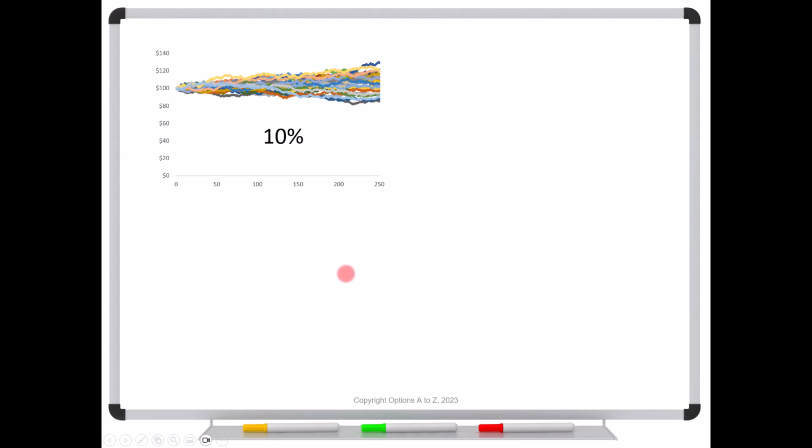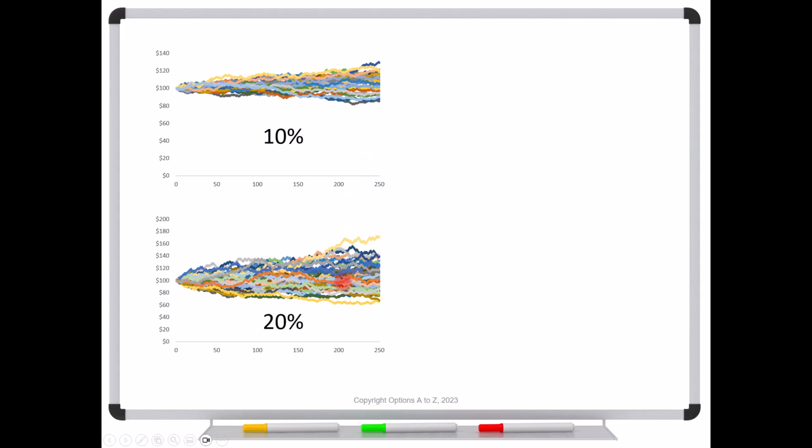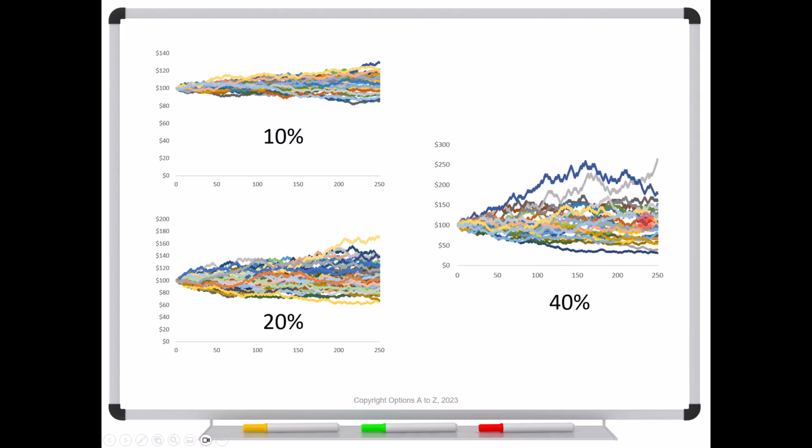But if we go to 20% volatility, we start to spread out here. On the far right side of the chart, you can see it's a tighter grouping here at 10% volatility, but they tend to start spreading out more at 20% volatility. And then if we do 40% volatility, now we really start to get wacky. All three of these start at 100, but we've just changed the volatility. So again, this is a good visual why a lot of times traders like to look for high volatility stocks.